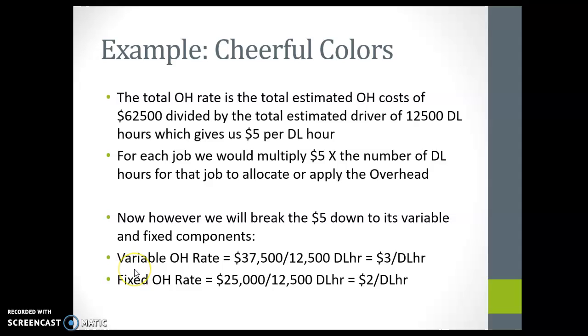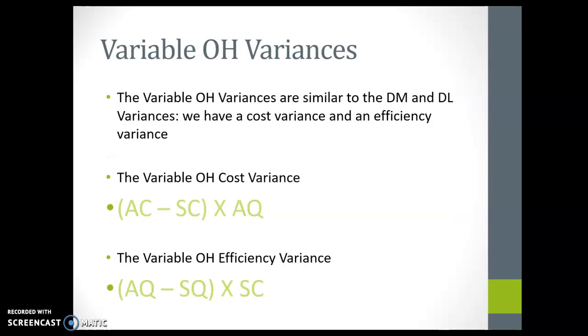Now I'm going to calculate my variances for variable overhead, so I'm going to be using this $3 overhead rate. The variable overhead variances are just like the direct materials and direct labor variances. We have a cost variance and an efficiency or quantity variance. The cost variance is the same formula that we had for direct materials and direct labor: the actual cost per unit minus the standard cost per unit, and then that amount times the actual quantity.